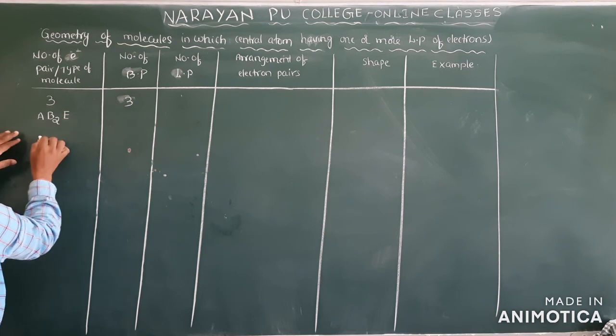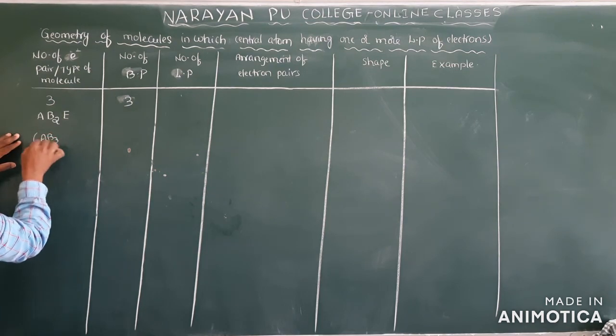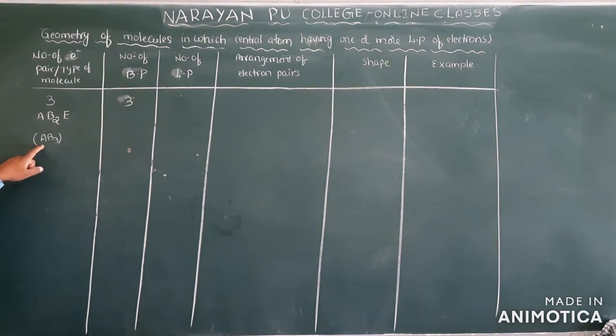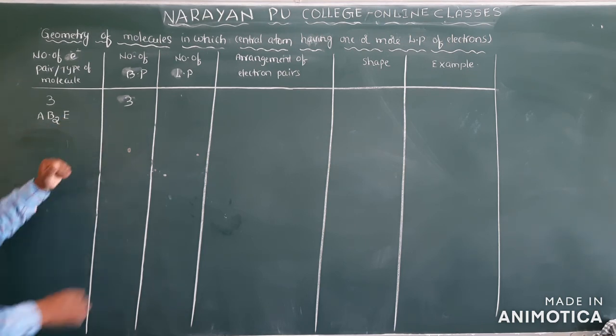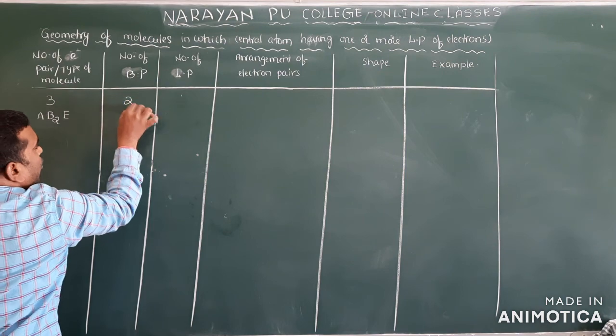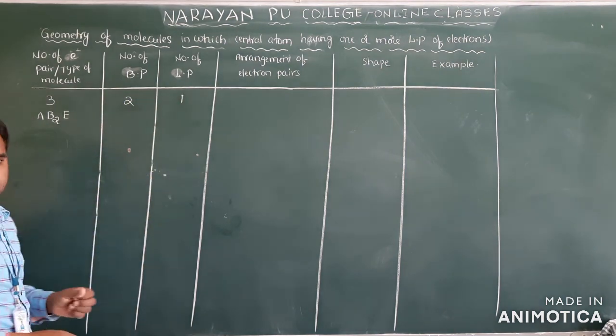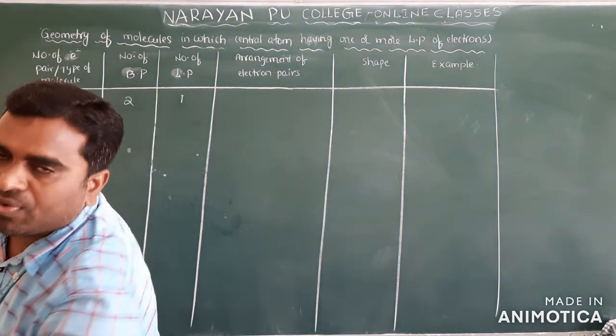3 means what is the type here? AB3. Previously I should have written AB3, but I have not written it, no problem. If only bond pair electrons are there, we will simply say AB3. If one lone pair of electrons is there, it is represented by E. E means one lone pair of electrons.